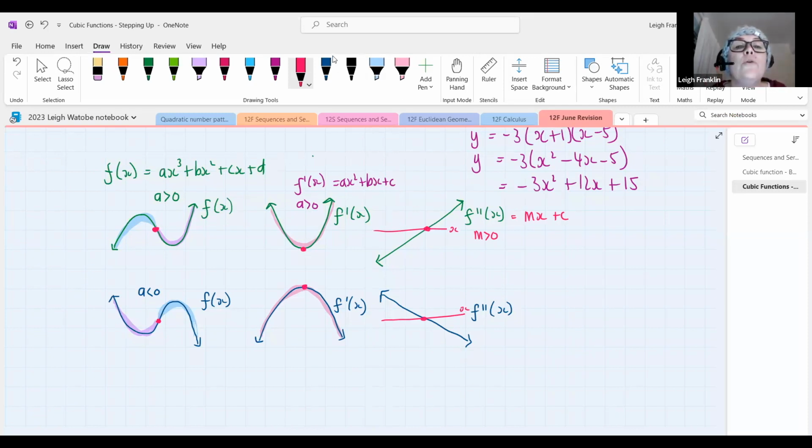Your local maximum is going to be that x-intercept over there. Over here, your local minimum is going to be this x-intercept over here. So the x coordinates at the turning points on the cubic function are the same as the x values at the x-intercepts on your first derivative.